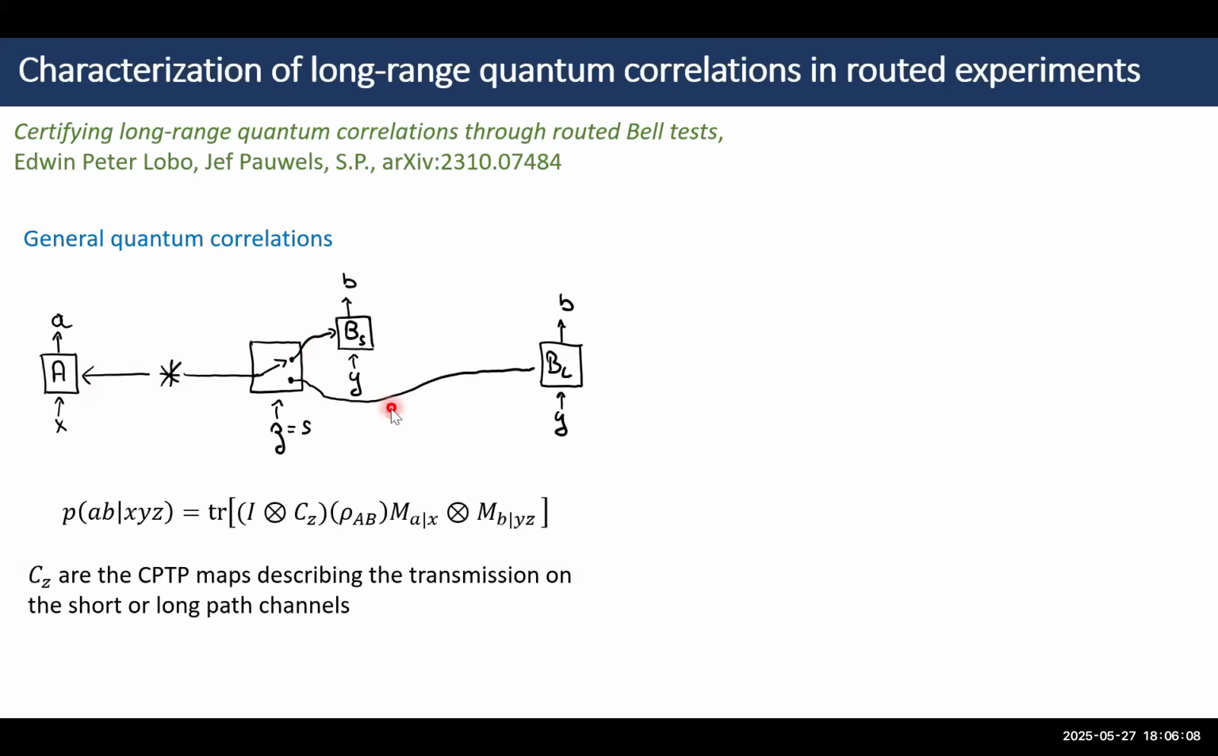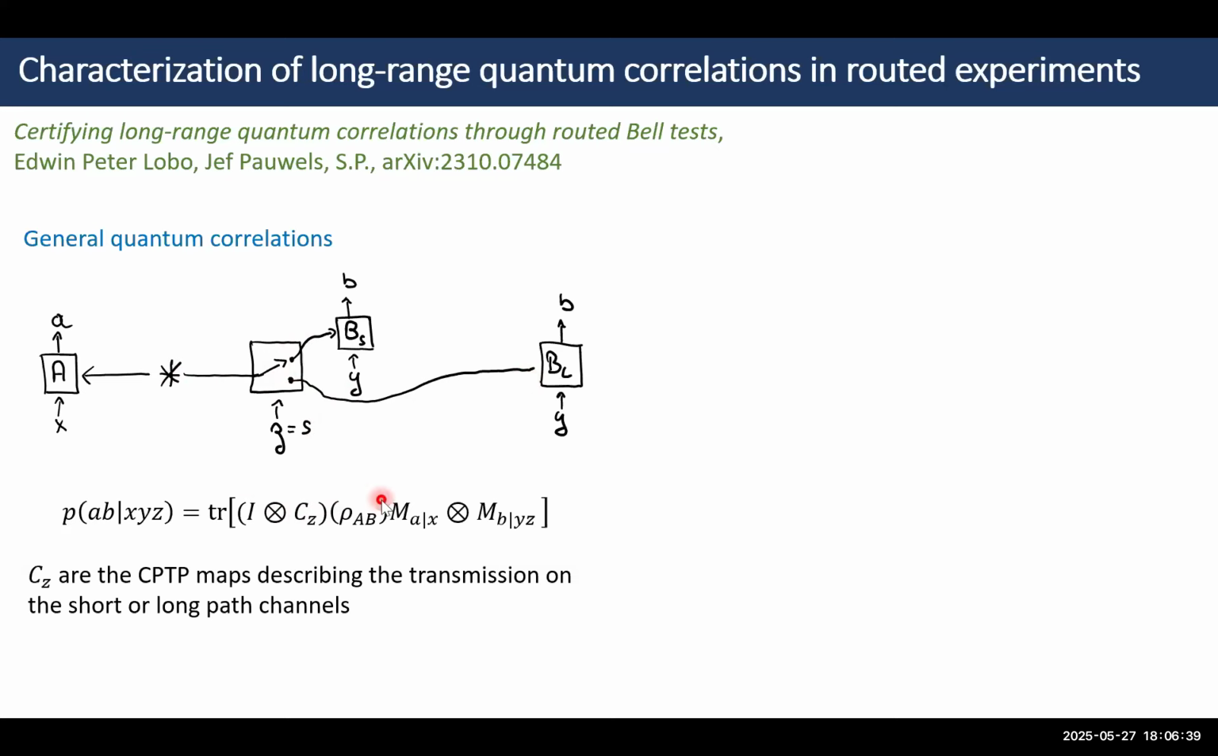On Bob's side, however, the thing is different because now there are two possible channels, right? One channel if the short path is selected, and one channel if the long path is selected, and the action can be different in both paths. So we cannot include the action of the channel in the definition of the state produced by the source. So we need explicitly here to introduce a channel C_Z that describes what happens in one path or the other.